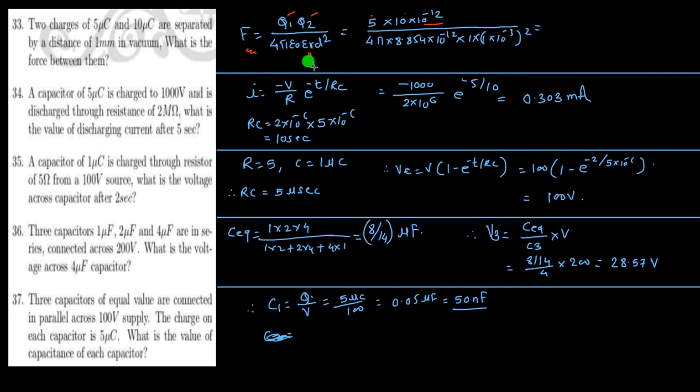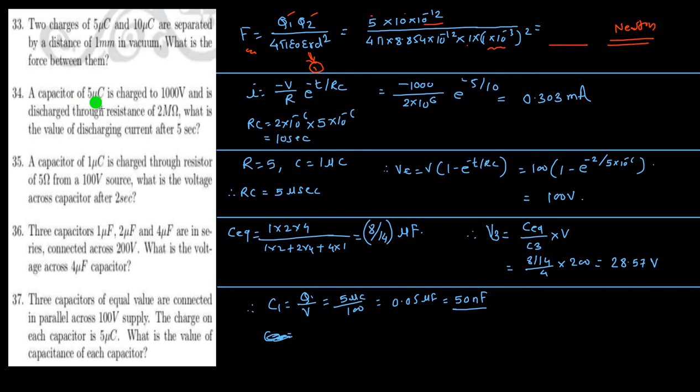So epsilon r, it is in vacuum, so epsilon r is equal to 1, and distance is 1 mm, that is 1 into 10 raised to minus 3, squared. So by putting all this in the calculator, you calculate what the force is. That force will be in Newton. I am leaving this calculation for you to do.